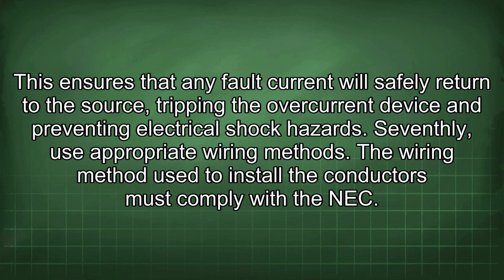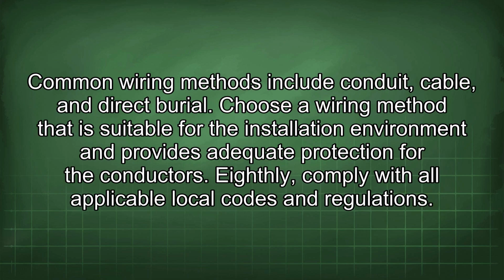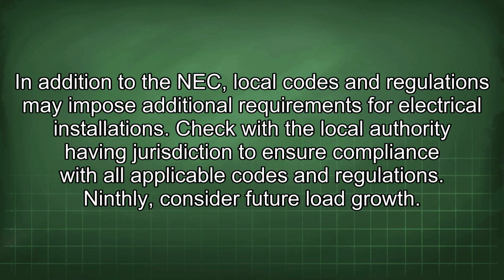Seventhly, use appropriate wiring methods. The wiring method used to install the conductors must comply with the NEC. Common wiring methods include conduit, cable, and direct burial. Choose a wiring method that is suitable for the installation environment and provides adequate protection for the conductors. Eighthly, comply with all applicable local codes and regulations. In addition to the NEC, local codes and regulations may impose additional requirements for electrical installations. Check with the local authority having jurisdiction to ensure compliance with all applicable codes and regulations.